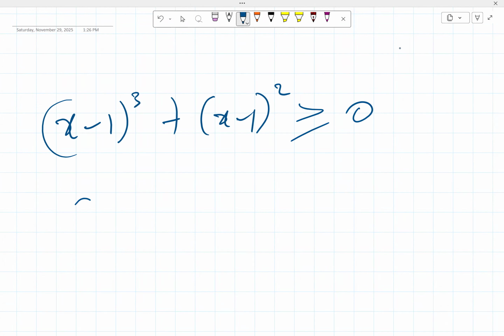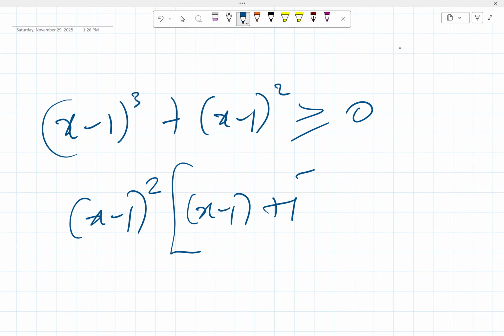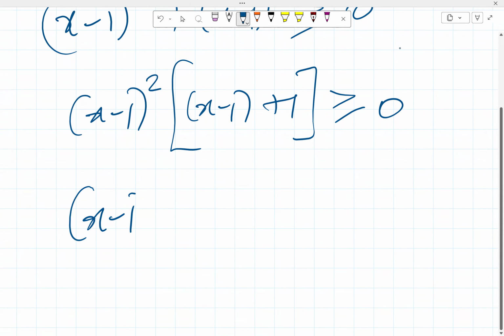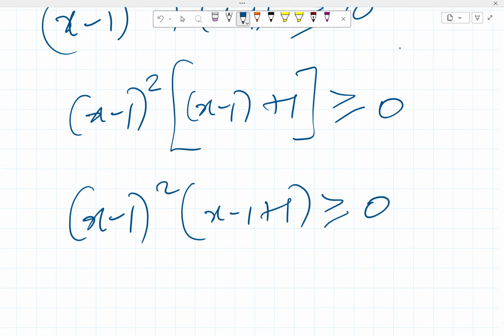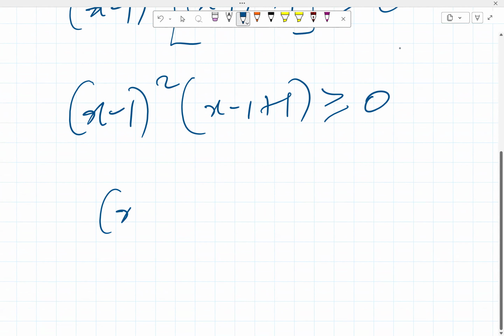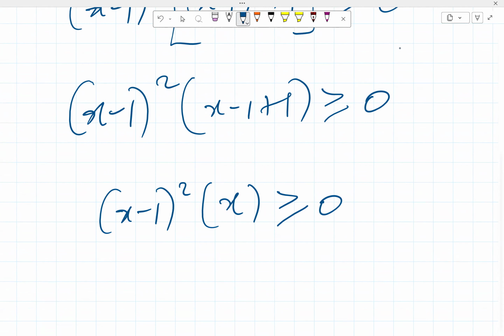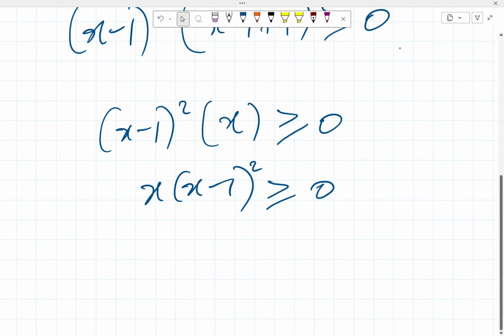So here now, of course, x minus 1 squared is common. So we have x minus 1 squared into x minus 1 plus 1 greater than or equal to 0. That means we have x minus 1 squared into x greater than or equal to 0. That means x into x minus 1 squared is greater than or equal to 0.